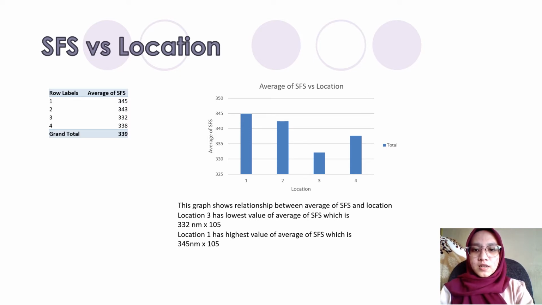We can see the graph shows the relationship between average of SFS and location. We can conclude that location 3 has the lowest value of average of SFS, which is 332. Meanwhile, location 1 has the highest value of average of SFS, which is 345.